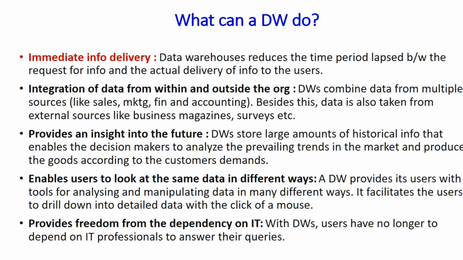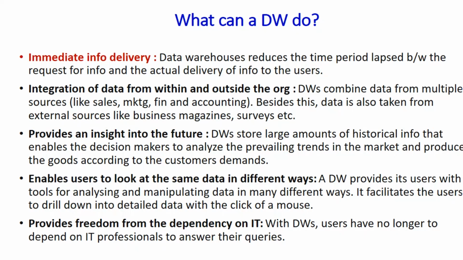What can a data warehouse do? Number one, immediate information delivery. Data warehouse reduces the time lapse between the request for information and the actual delivery of information to the users. Integration of data from within and outside the organization. They combine data from multiple sources like sales, marketing, finance, accounting, and so on. Besides, this data is also taken from external sources like business magazines, surveys, etc.